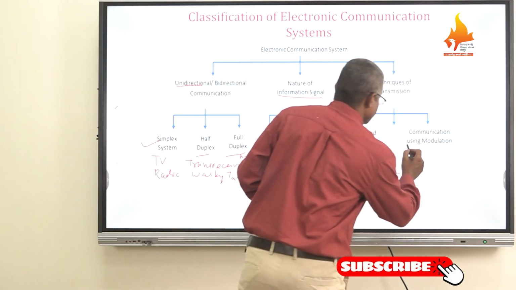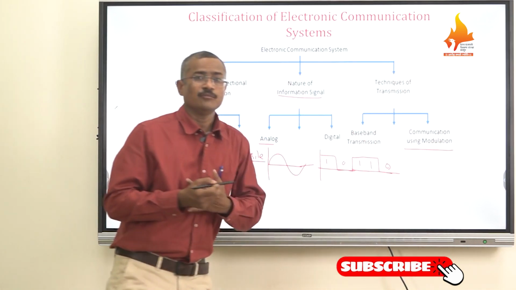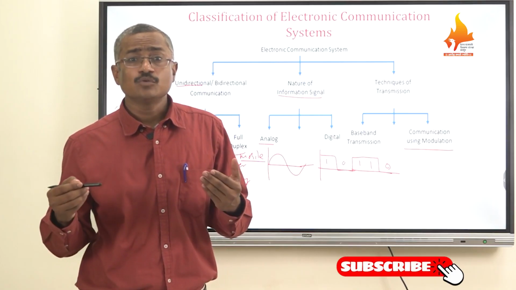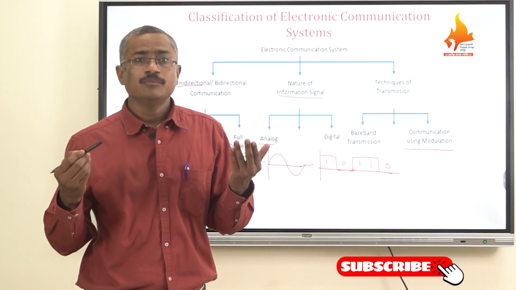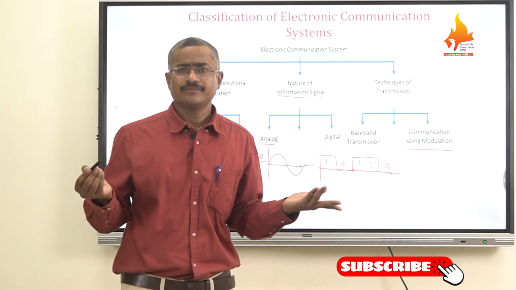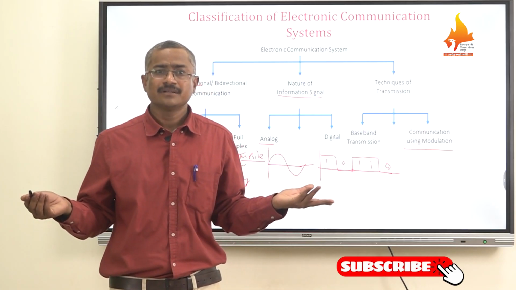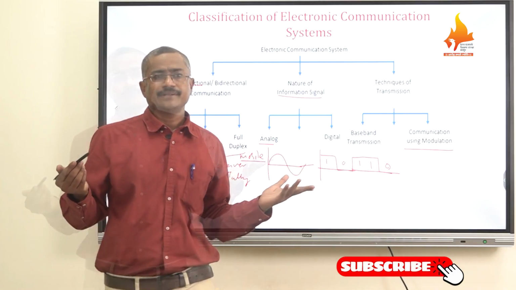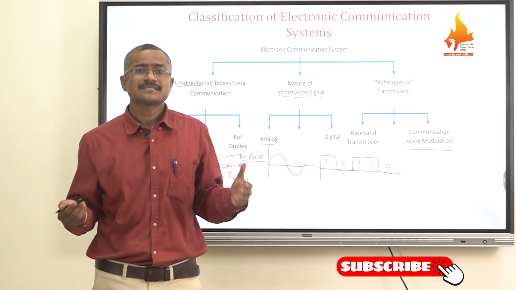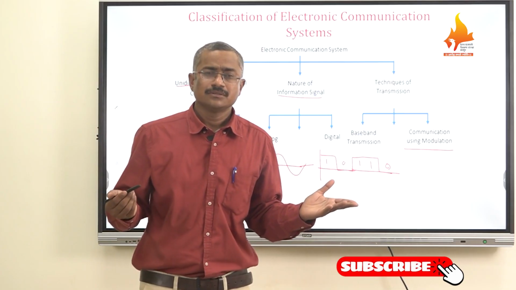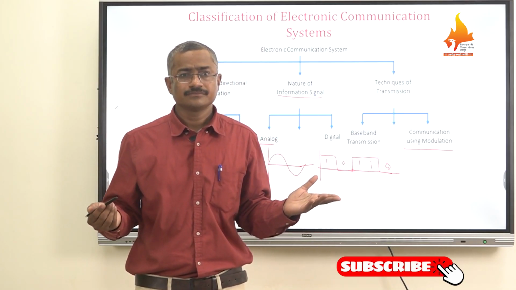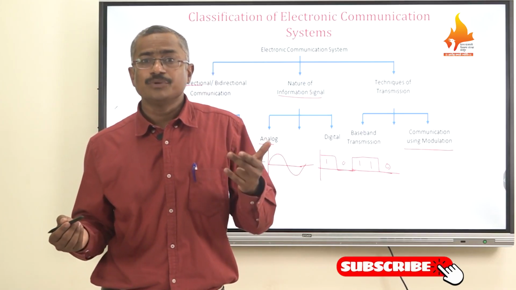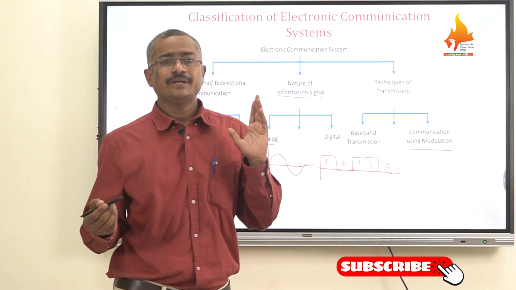Next, our point is related to communication using modulation. In the modulation process, two signals are used, namely the modulating signal and the carrier. The modulating signal is nothing but the baseband signal, while the carrier is a high frequency sinusoidal signal. In the modulation process, some parameter of the carrier wave, such as amplitude, frequency or phase, is varied in accordance with the amplitude of the modulating signal.